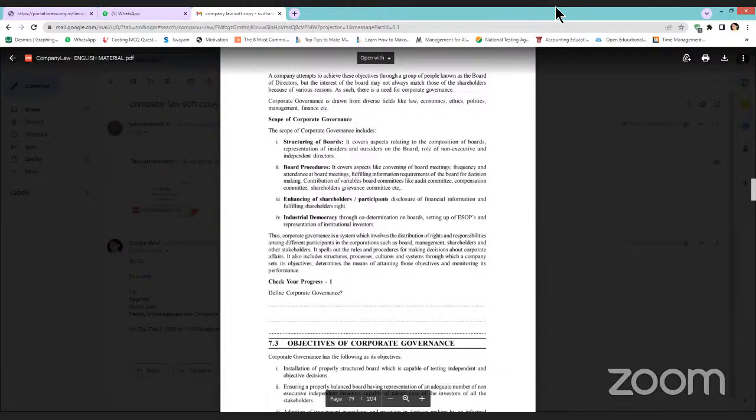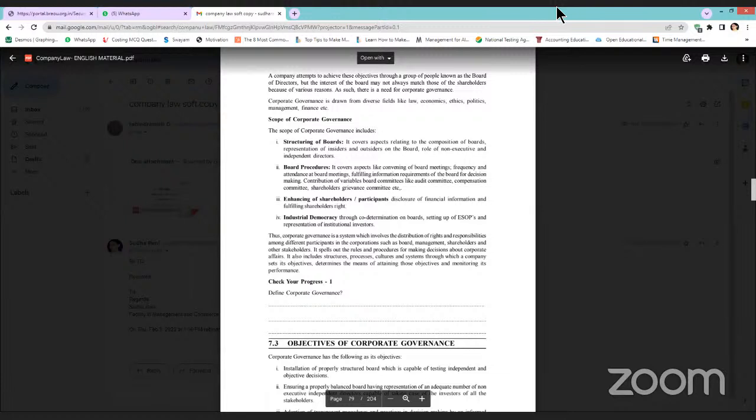Next one is enhancing the participation of shareholders, disclosure of financial information, and fulfilling shareholders' rights. Providing the required financial information to the shareholders is also part of corporate governance. Then finally, industrial democracy through co-determination on boards, setting up of ESOPs and representation of institutional investors. So these are some of the fields which corporate governance covers in an organization, to make sure the organization works with proper corporate social responsibility.